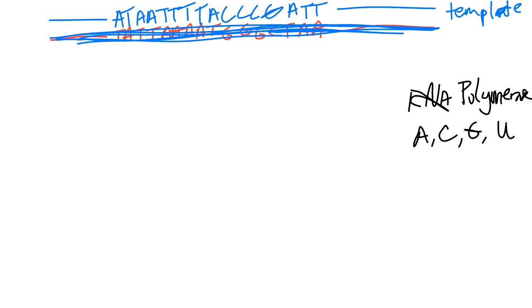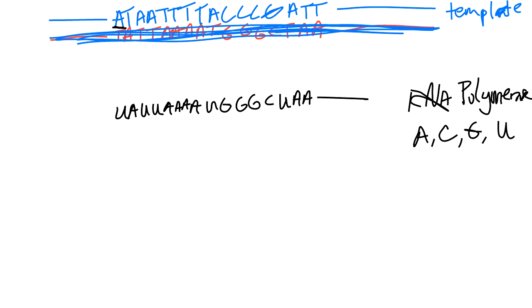a U in RNA. So the transcription that this enzyme is carrying out, when it reads this A, okay, instead of adding a T, right, that would be the normal base pair, instead it's going to add a U there, okay? And then it reads a T, so it adds an A, and this process continues. Okay, so that would be the mRNA, okay?